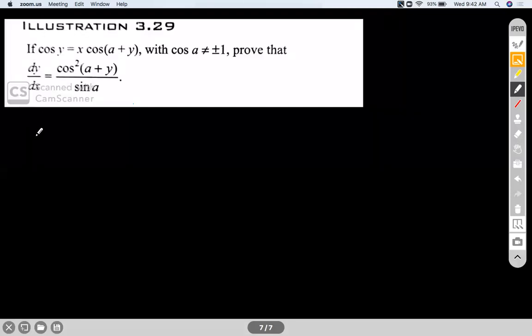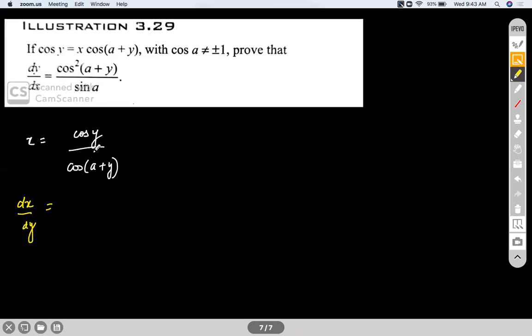Okay, let me take this over. Let's say x in terms of y is given as cos y by cos a plus y. Okay. Let us find dx by dy for a change, because I can see x is completely a function of y. So let me just differentiate with respect to y on both the sides. Okay. So when you're differentiating this with respect to y, you can use your quotient rule.